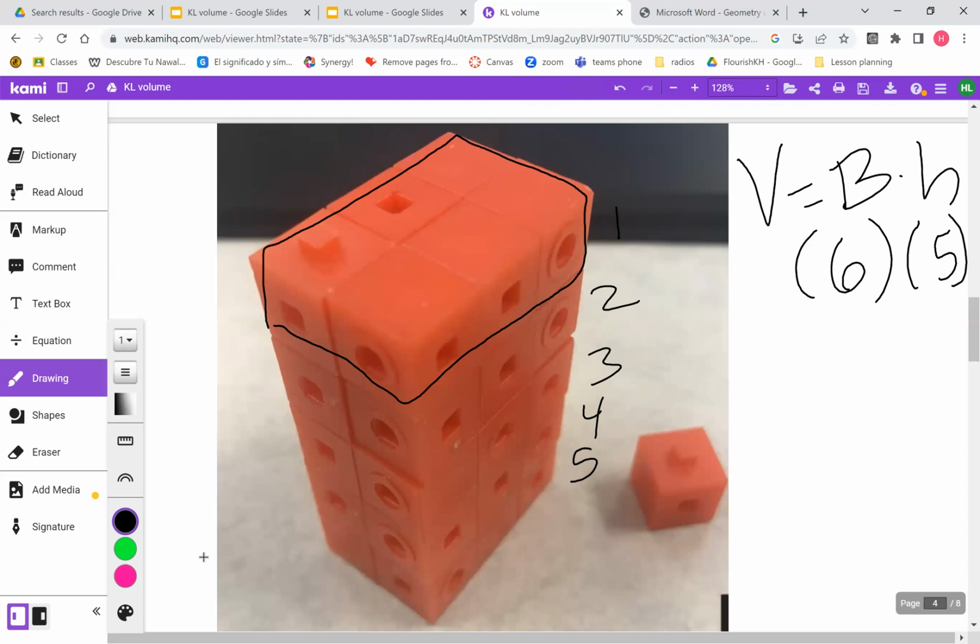I could break it apart and count all the cubes, or I can just multiply the area of the base times height, and I will say there are 30 cubes in this solid. So what I'm going to be doing is area of the base times the height.